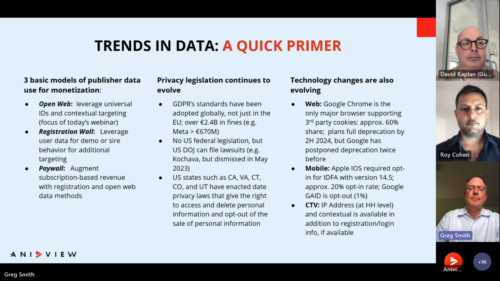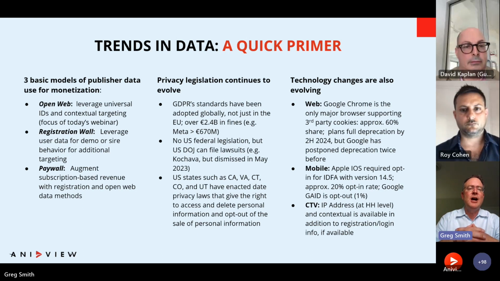So, basically, if you're a publisher, you can be an open web publisher, where you can leverage universal IDs and contextual targeting. You may be using a registration wall where you can get more information on your users, which can be transitioned into demographic data or behavioral data for additional targeting. And then the third group would be paywalls, which are registration, and then you're also getting subscription revenue as well. So you have access to open web data targeting as well as anything associated with registration walls. For the purpose of this webinar, we're going to focus on the open web solutions of contextual targeting and universal IDs.